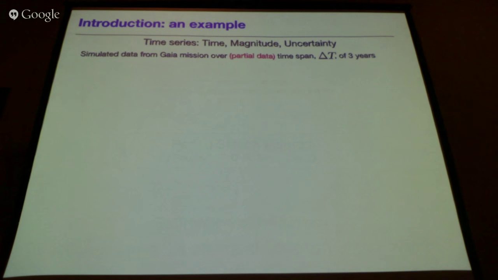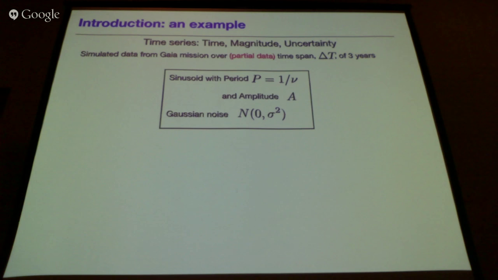So, a little example: we take simulated Gaia data. It's really partial data that I took to show some problems. And instead of 5 years, I take 3 years. We simulate one of the basic signals, a sinusoid with a period P and amplitude A, with Gaussian noise, everything is very simple. In the case I chose, there are 37 measurements. The frequency is taken from 0 to 25 cycles per day. Let's say that the noise is at the 1 mmag level and the amplitude at the 6 mmag level.